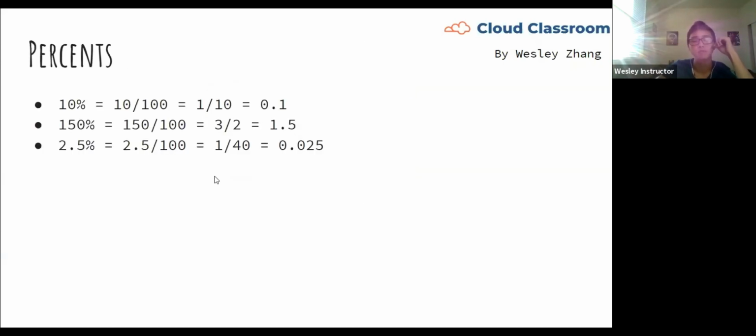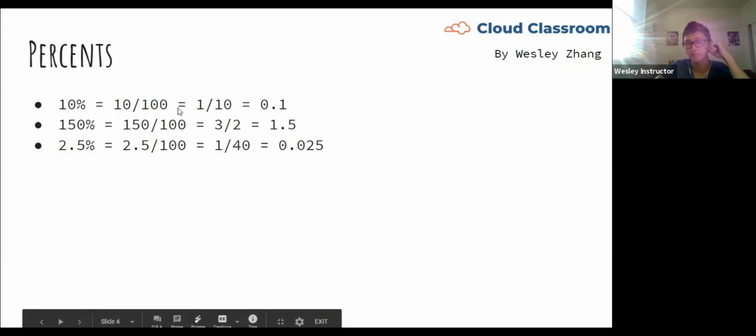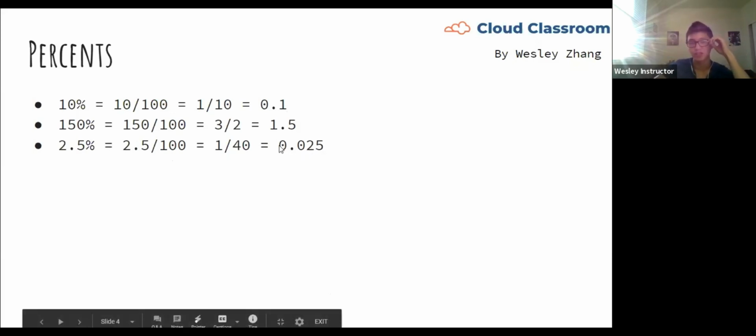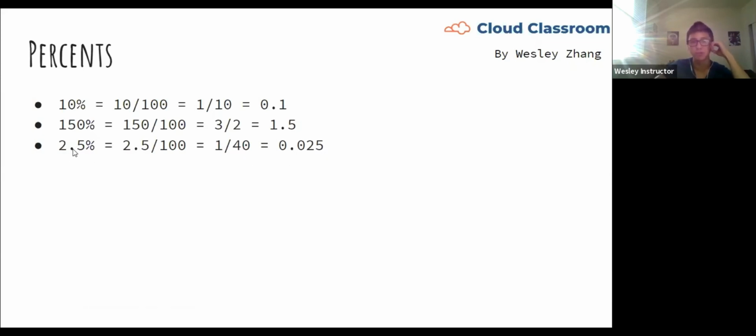All right, here are some more examples. 10%, that's 10 over 100, and that simplifies to 1/10. And as a decimal, that's 0.1. 150%, that's 150 over 100. That equals 3 over 2, and that equals 1.5. 2.5% equals 2.5 over 100, and that simplifies to 1 over 40. And as a decimal, that equals 0.025. You can get 0.025 by dividing 1 by 40, or just move the decimal point 2 spaces to the left.